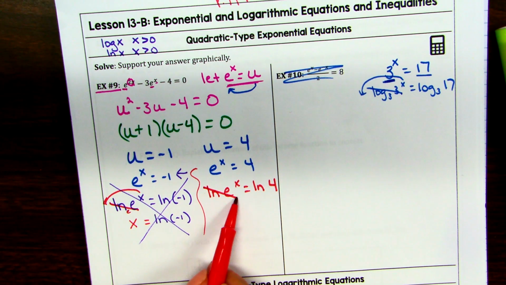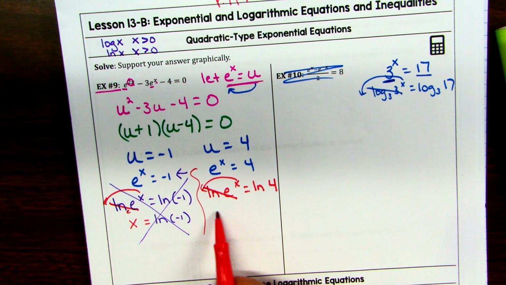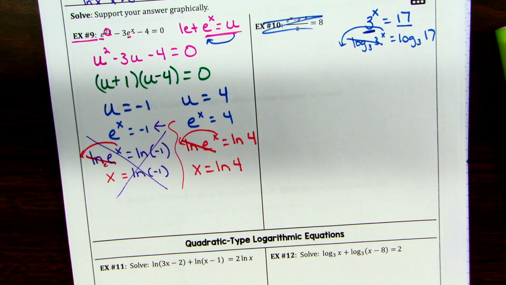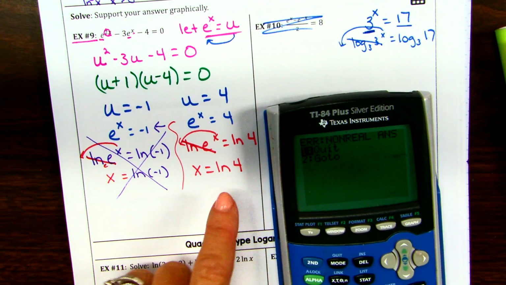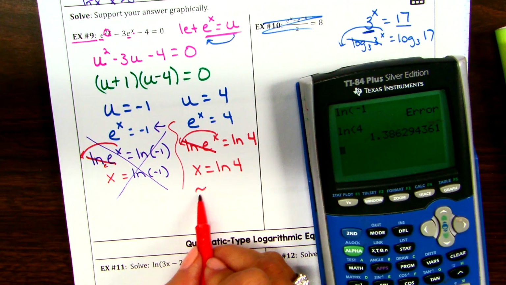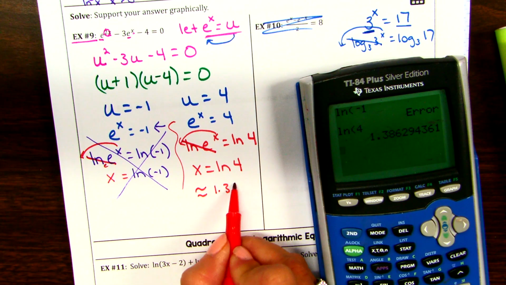Natural log e cancels, x comes down. That's as much as I can do to that equation by hand. In other words, x is by itself. I've moved everything to the other side. Anything else I do, I have to go to my calculator. So that's my exact answer. And then natural log 4 in my calculator, rounding, would be approximately 1.386.